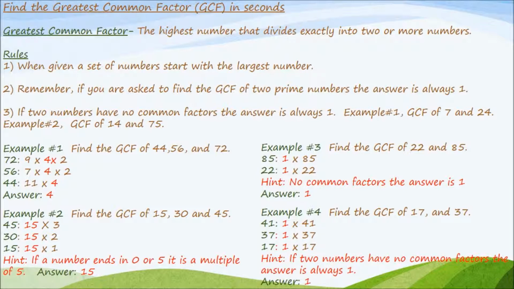Example 3. Find the greatest common factor of 22 and 85. Again, we have no common factors, so the answer is 1. Example 4. Find the greatest common factor of 17 and 37. Again, if two numbers have no common factors, the answer is 1.